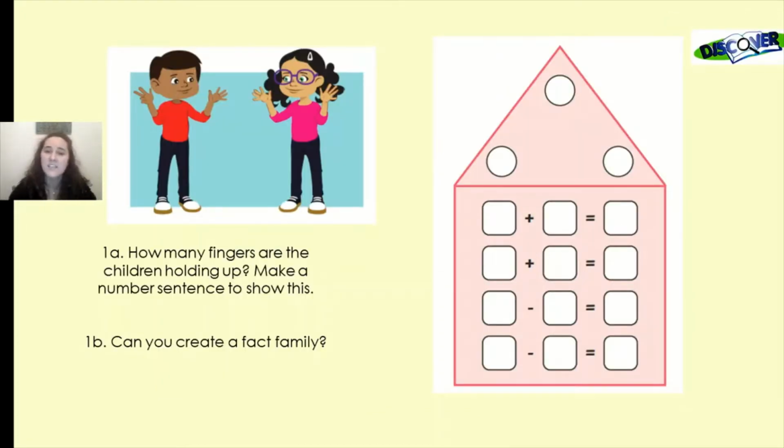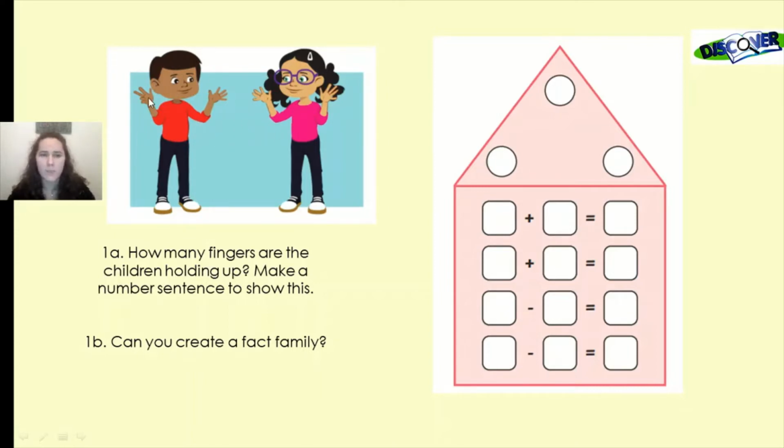Okay, let's discover today's learning. Our first question says, how many fingers are the children holding up? Make a number sentence to show this. So here at the top of my fact family house, I have something that looks a bit like a part-whole model. So we can use this to help us. We need to begin by finding out what our 2 parts are. And the 2 parts are going to be how many fingers each child is holding up.